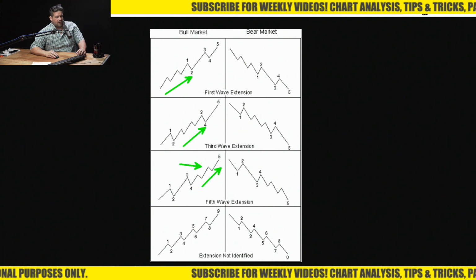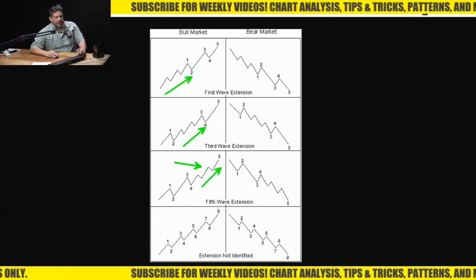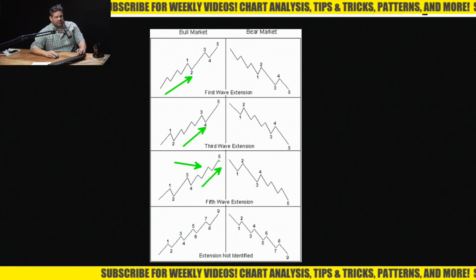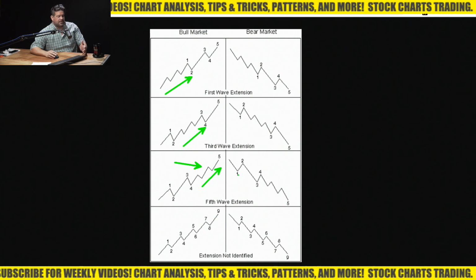This is also, if you look at it, a three drives method, right? So you have 1, 2, 3, which is a three drives, and then completion pattern after the three drives, and then you get a trend reversal.